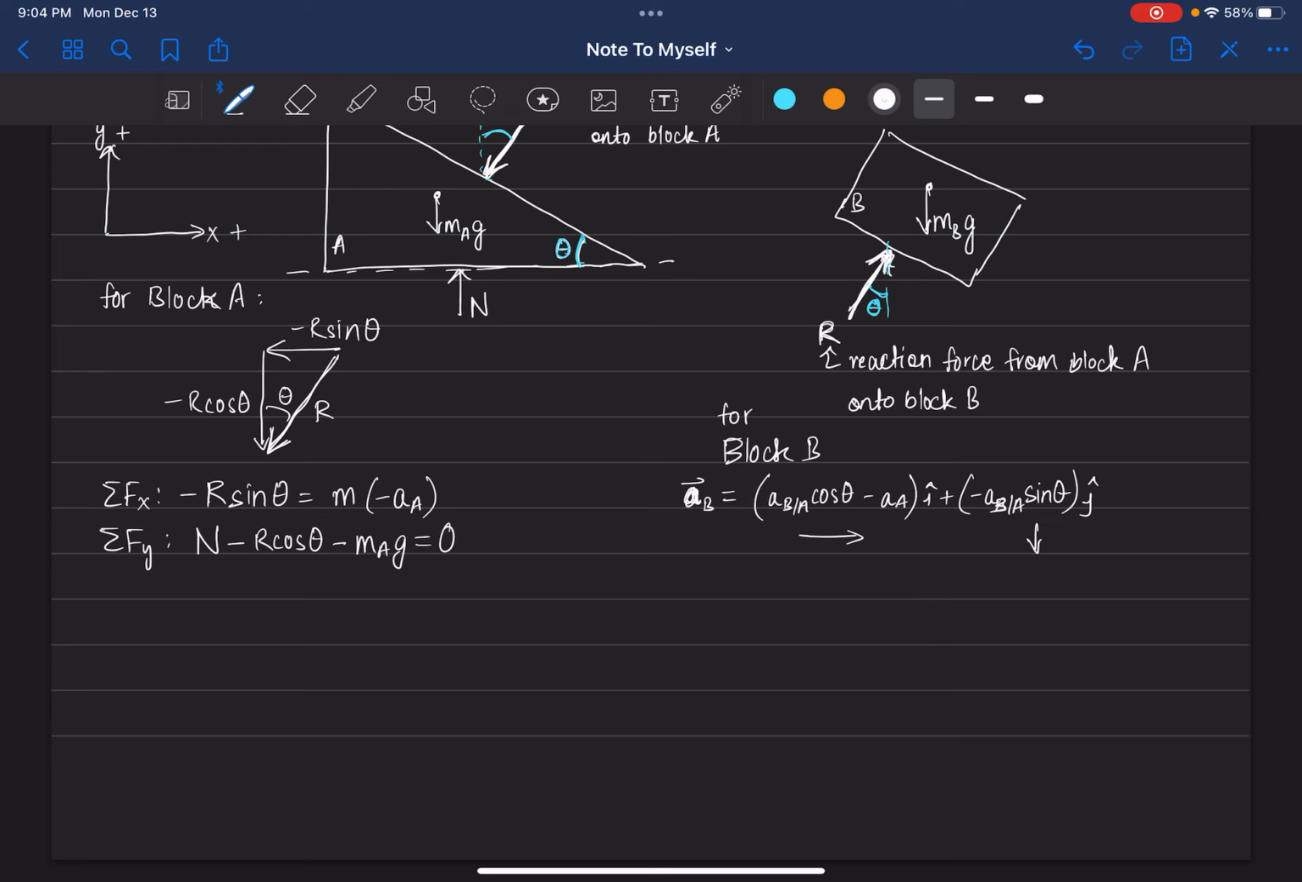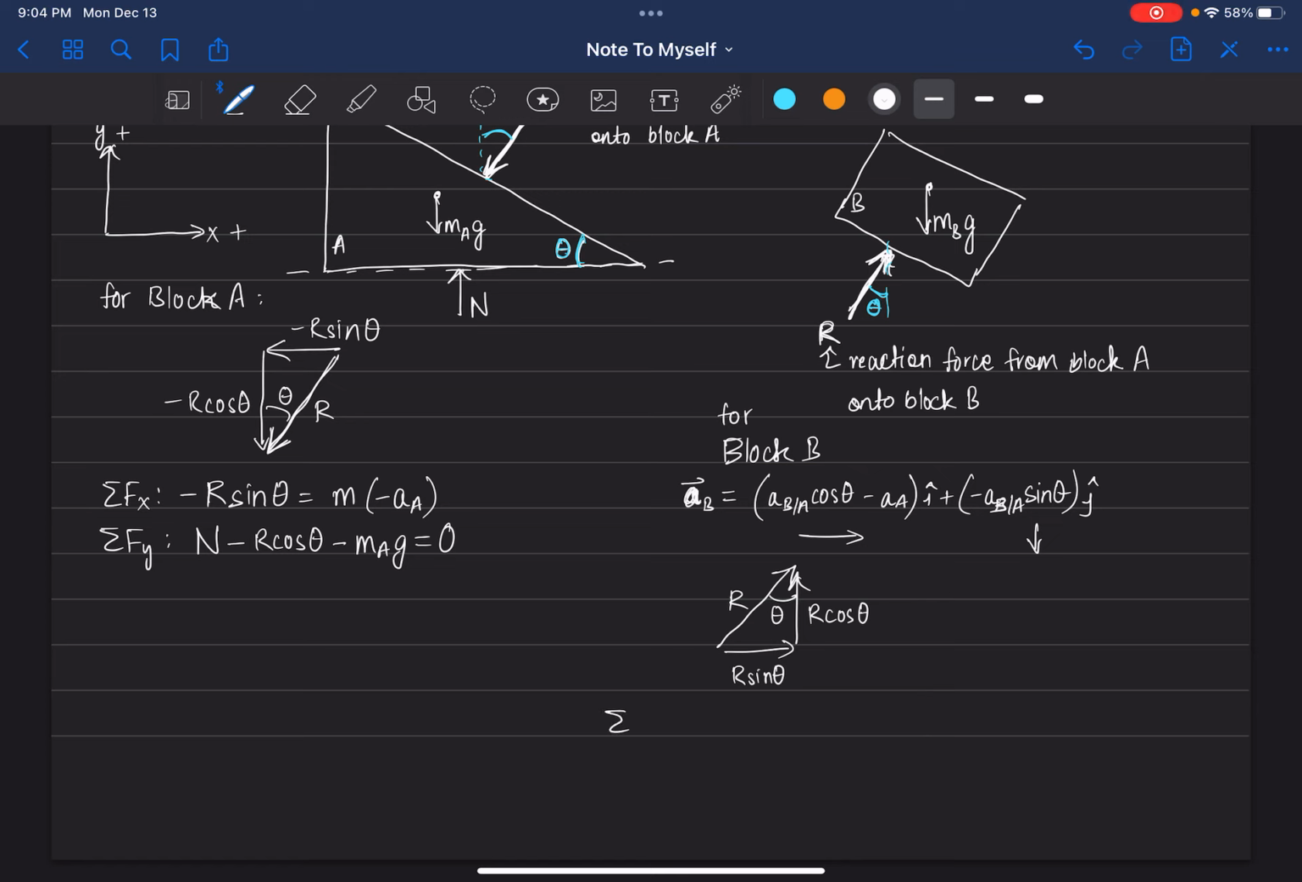So let's look at this now. If I do the summation of Fx, what do I get? Let me actually draw the R force again. I have something like this, and this is theta over here. Then this would be R sine theta, and this would be R cosine theta. Both are positive because it's going to the right and it's going up.